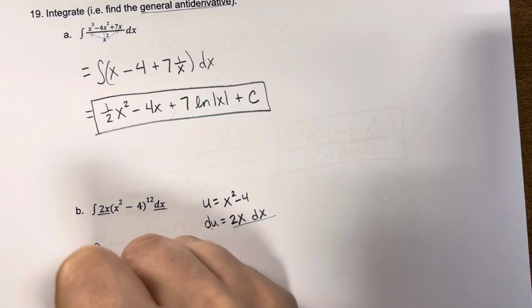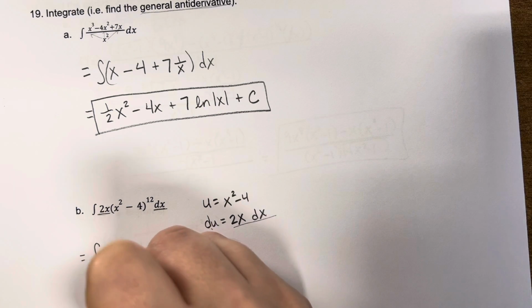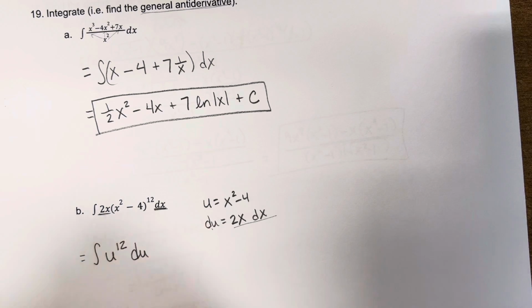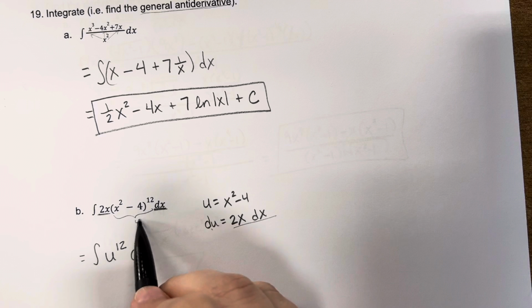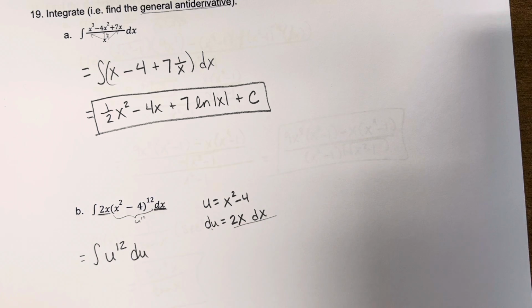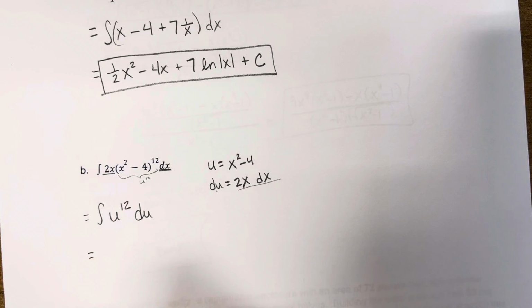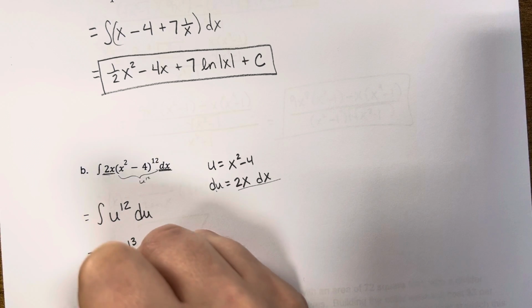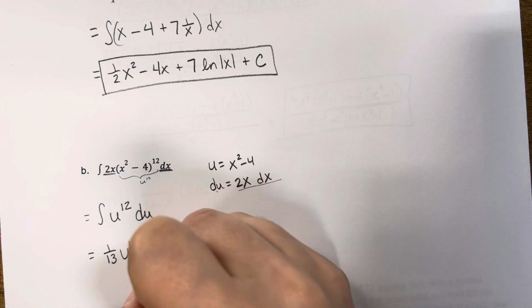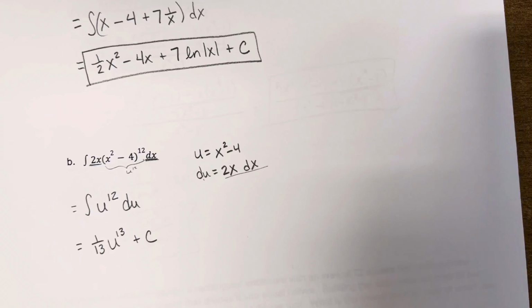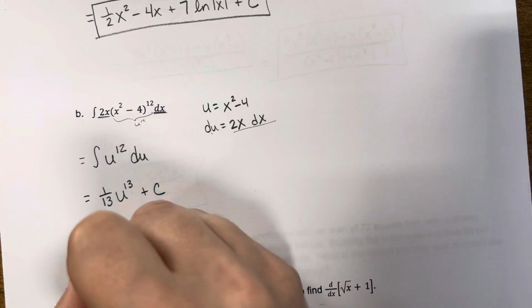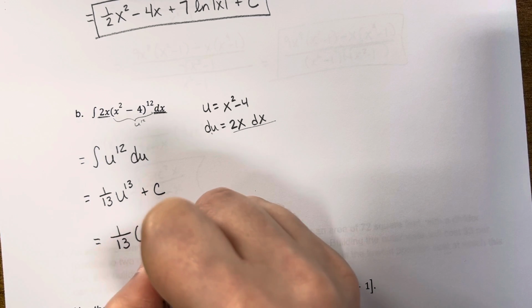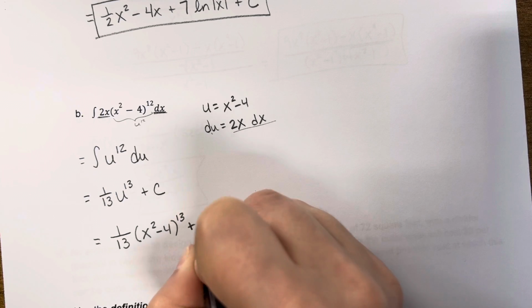Okay, so that means I really have an integral of u to the 12th du, because this and this is just du, and this right here is my u to the 12th. Okay, so then I can actually integrate it. That's going to become u to the 13th, and then a 1 over 13 at the front, plus a c. Don't forget your plus c, and then I'm going to plug my u value back in. So this is really 1/13 times x squared minus 4 to the 13th plus c.